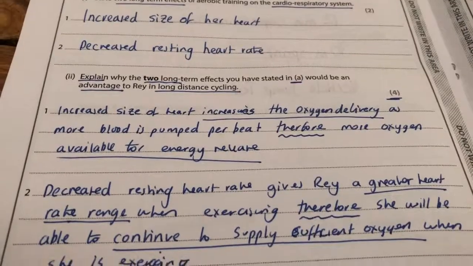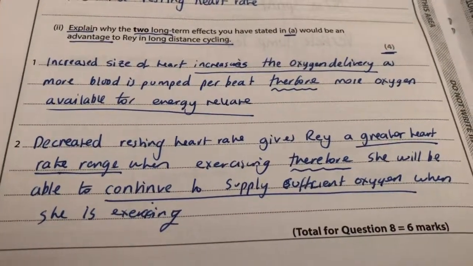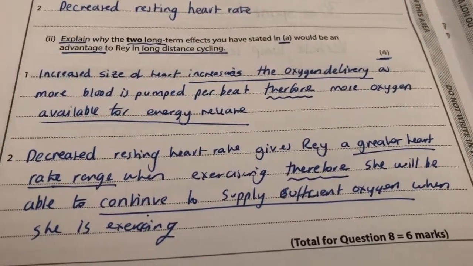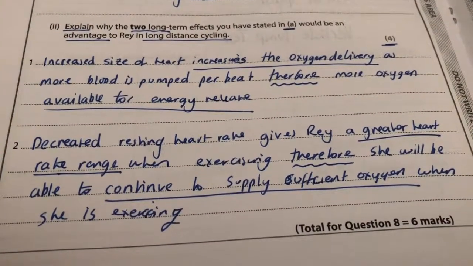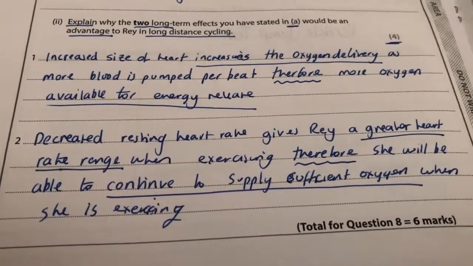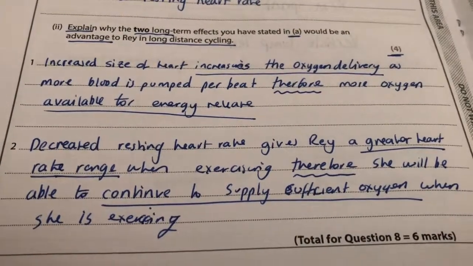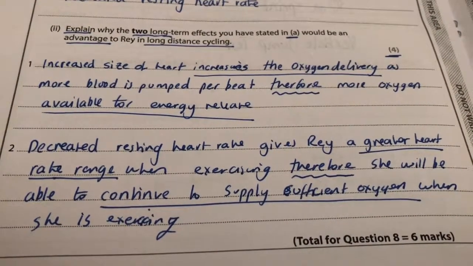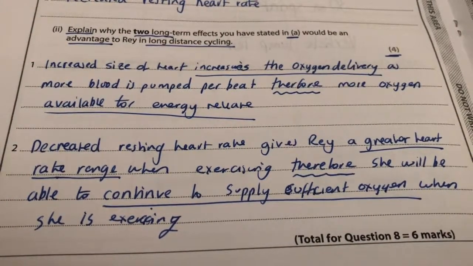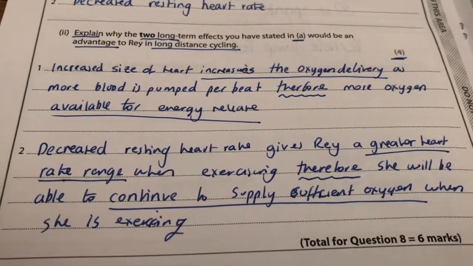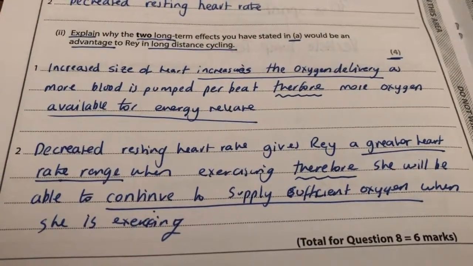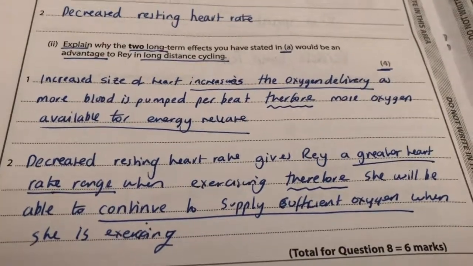Secondly, linking to our second point of decreased resting heart rate. Decreased resting heart rate gives her a greater heart rate range. So obviously her heart rate is lower, and then she gets to go to a higher heart rate range. So working harder will take longer because she started from a lower place. When exercising, therefore, she'll be able to continue to supply sufficient oxygen when she is exercising. So not just supplying oxygen to the body, supplying effectively what she needs, sufficient oxygen when she is exercising.